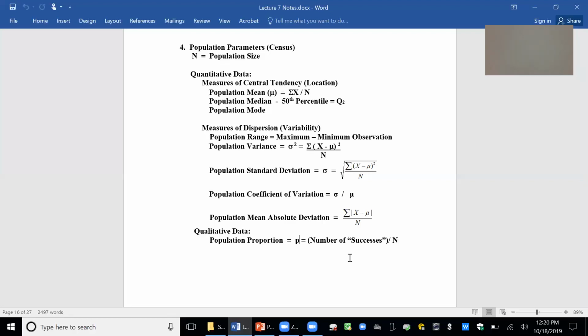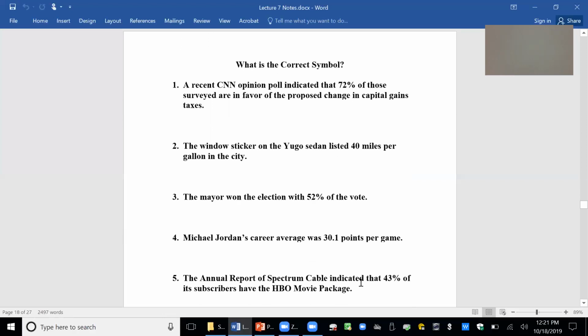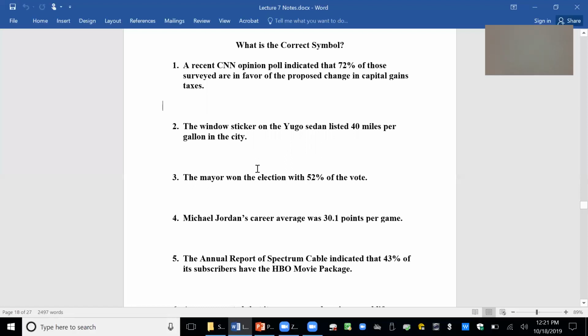If you're trying to figure out which symbol it is, first question: did I ask everybody? Yes, census. No, sample. Then the question is, was the data quantitative or qualitative? It seems very easy to figure out, doesn't it? Let's try. What symbol am I? Now you're going to be able to read a paper, a newspaper, or watch TV and be able to say what it is that has just been reported. Let's see how you do at this.